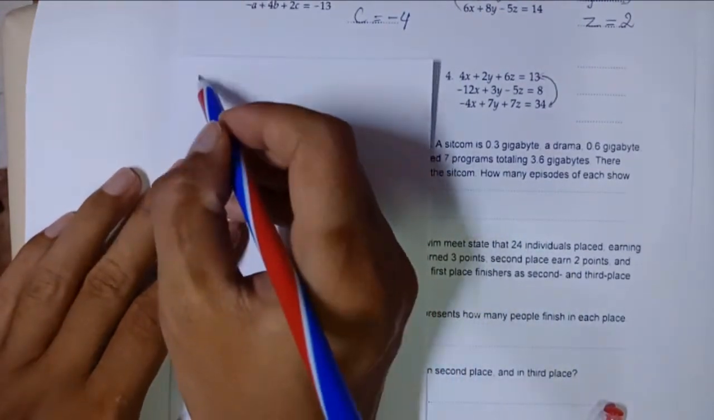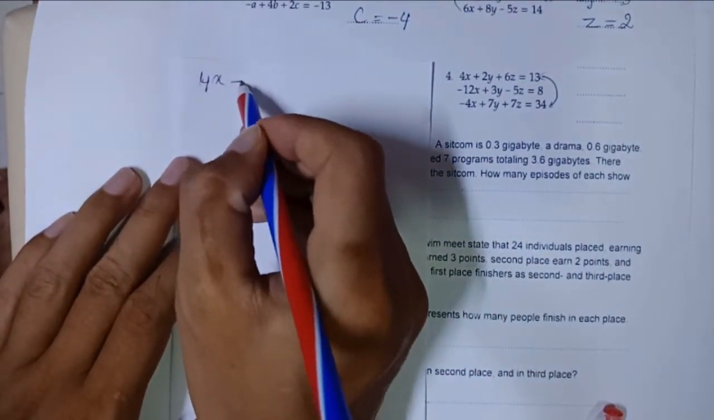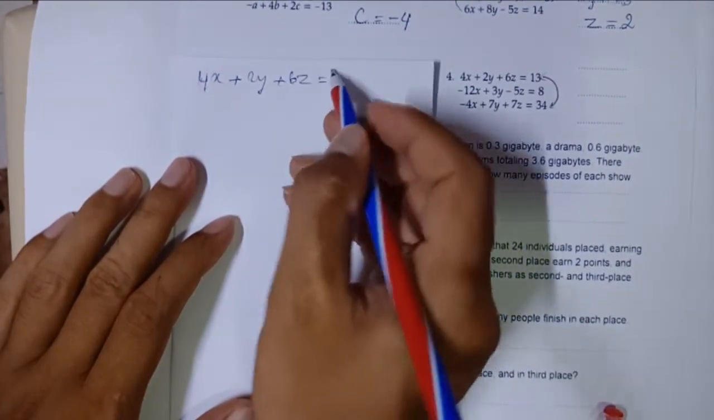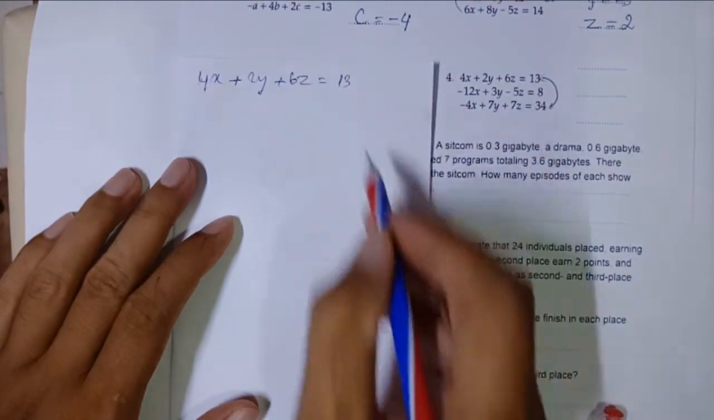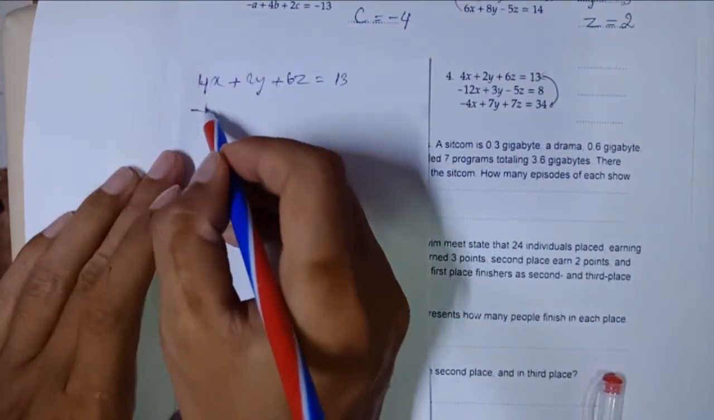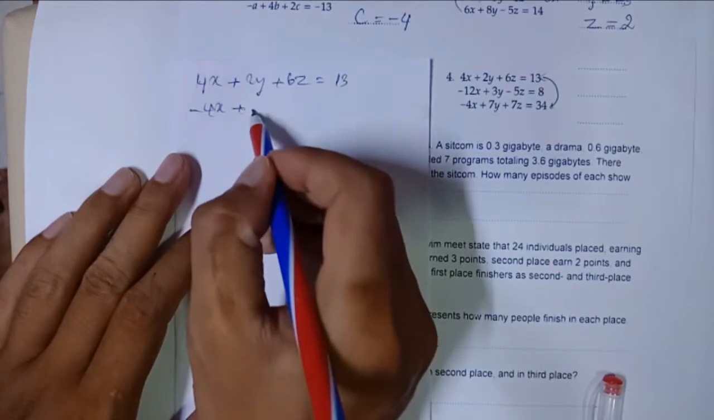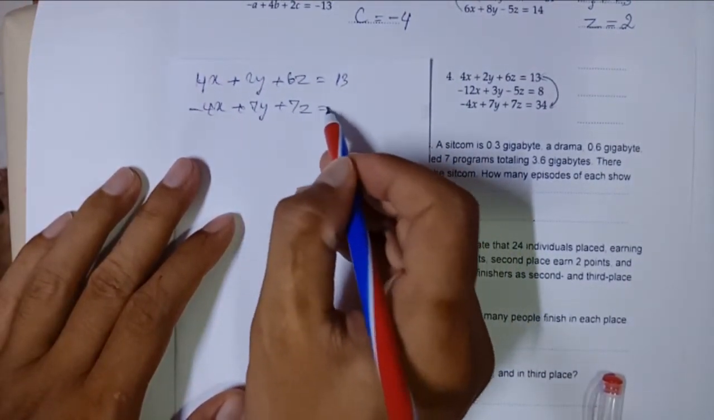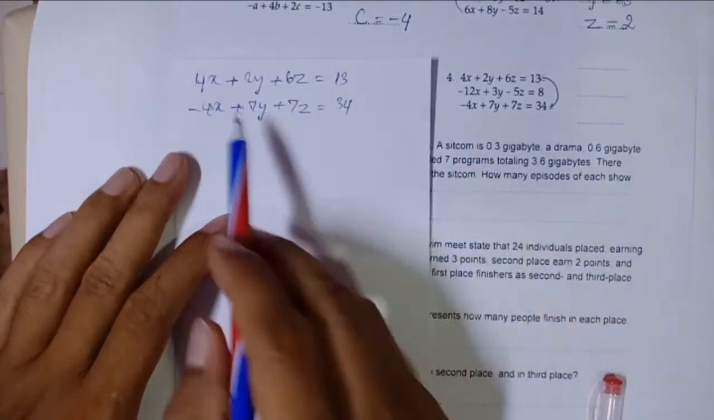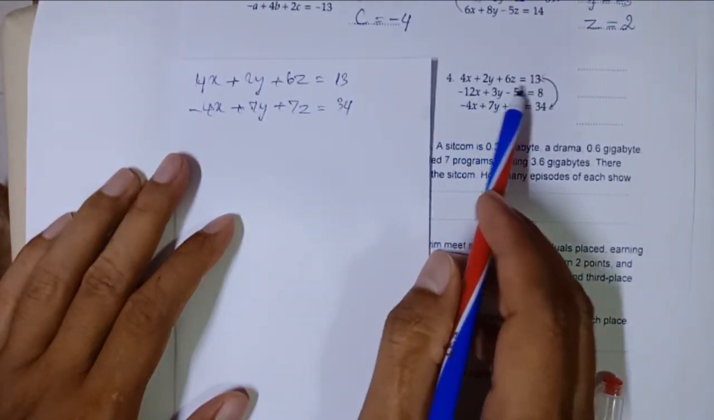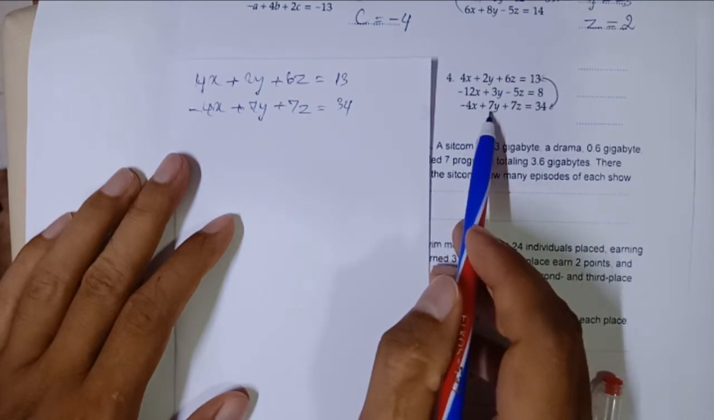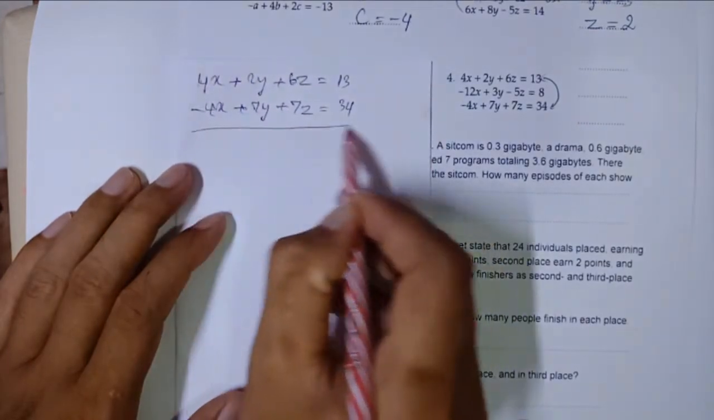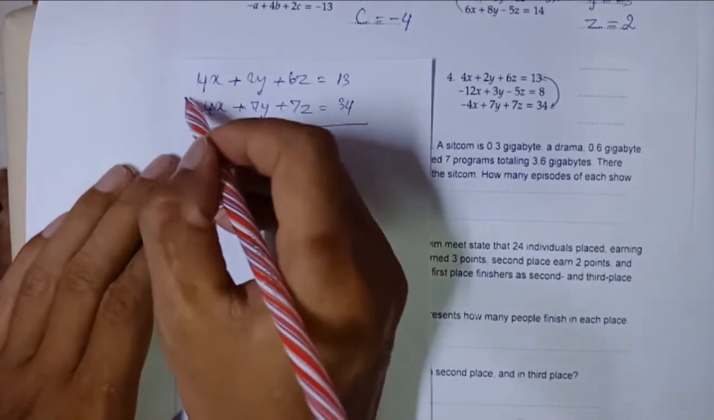So I'm going to write this one down exactly the same: 4x plus 2y plus 6z equal to 13. And then the third equation: minus 4x plus 7y plus 7z equal to 34. Let me check again. 4x plus 2y plus 6z equals 13. Negative 4x plus 7y plus 7z equals 34. Alright, so let's eliminate x. We're going to use positive in the middle.